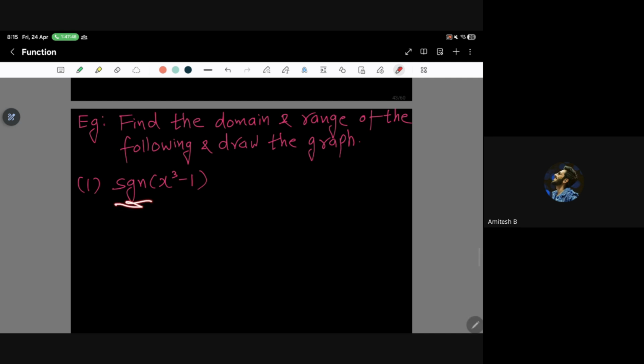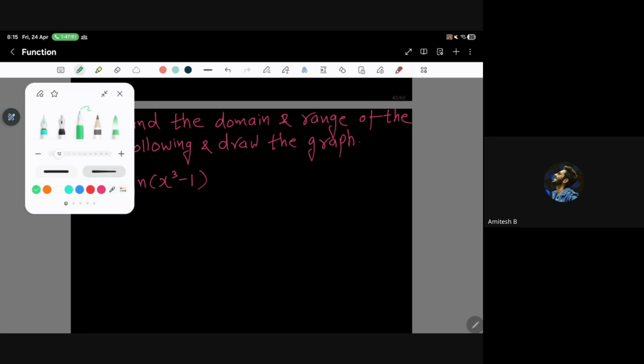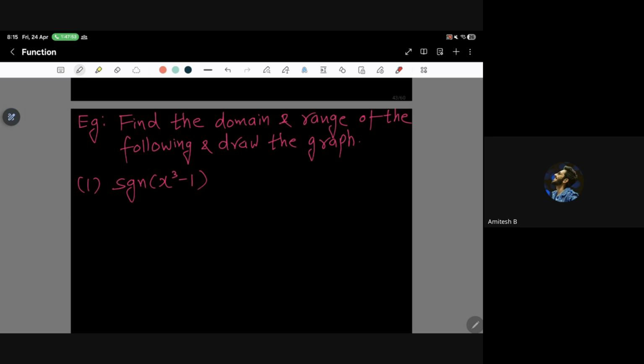Now signum of x cube minus 1. We have to find the domain, range, and we have to draw the graph also. So domain: x belongs to all real numbers because there is no root, there is no denominator, every value of x is defined. Now for the range part, you just have to check, are you getting positive, negative, 0 values here or not. If I take x equal to 2, 8 minus 1, 7, a positive value, so signum will give you 1 as the output.